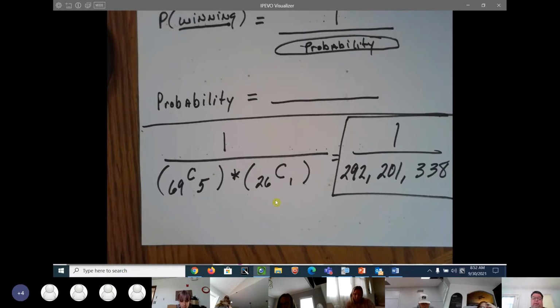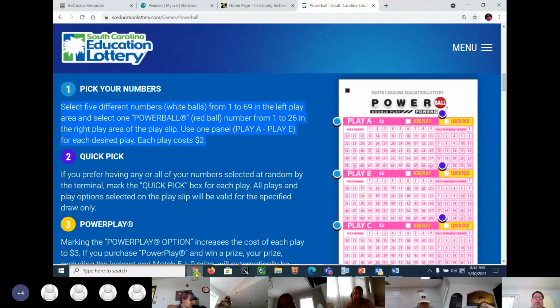So let's look at the Powerball Lottery, and let's see what the odds of winning are. What is the odds of winning $620 million?